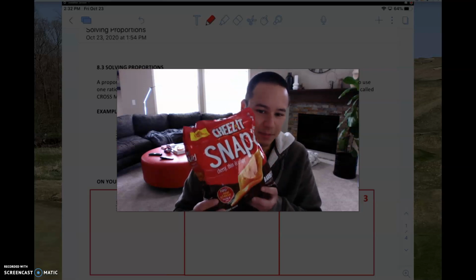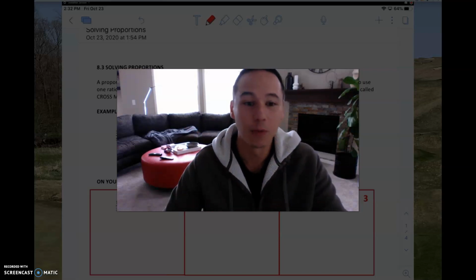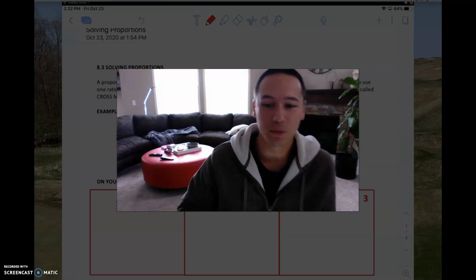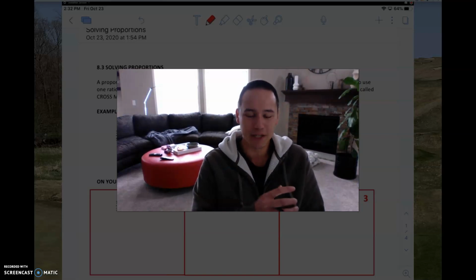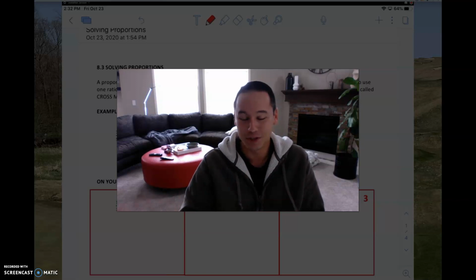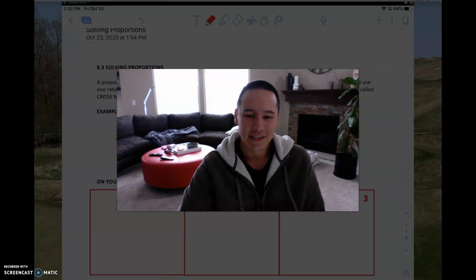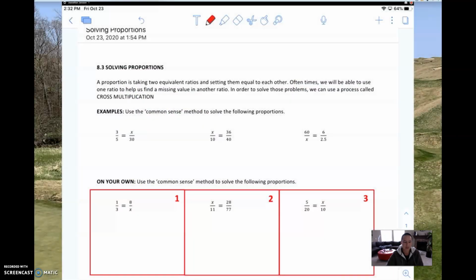Cheez-It Snack, barbecue flavor. What we're going to be doing today is solving proportions. So we're going to see how those equivalent ratios just turn into solving proportions. And some of them you can do really easily. Some of them you might have to set up an equation to solve if it's not intuitively obvious right away. And that's fine because the equation won't be that difficult.